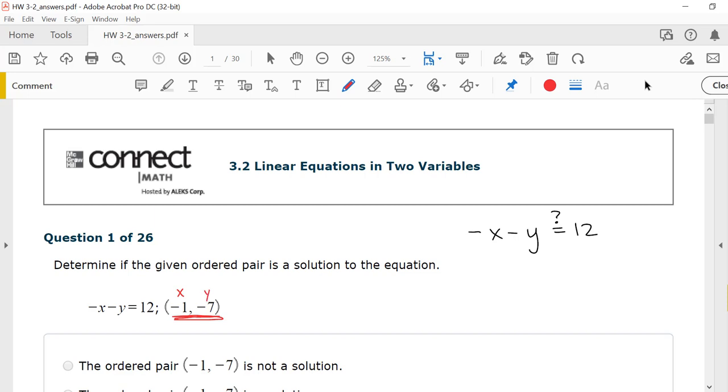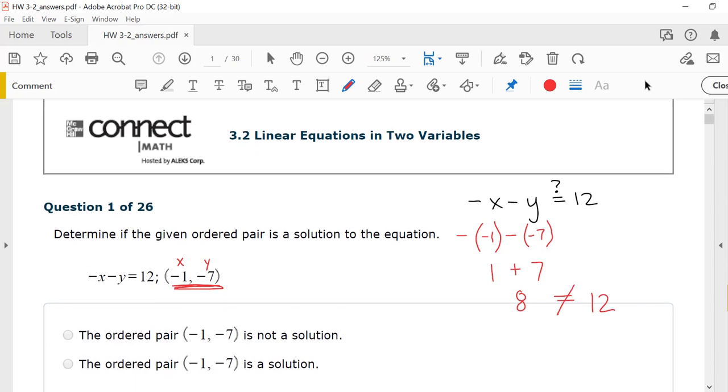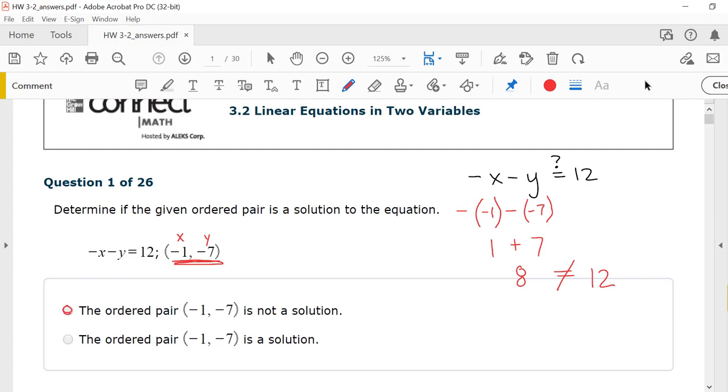I'm going to go over to my equation and I'm going to say negative, and then I'm going to write a parenthesis. Here comes my x, -1, minus, here comes my y, -7. Negative, negative is a positive, so that's 1. And remember here, minus a negative, that's the same thing as saying plus 7. 1 plus 7 is 8. Now my question mark is, does that equal 12? Is that equal to the right-hand side of 12? And that does not. So we're going to say that the ordered pair is not a solution.